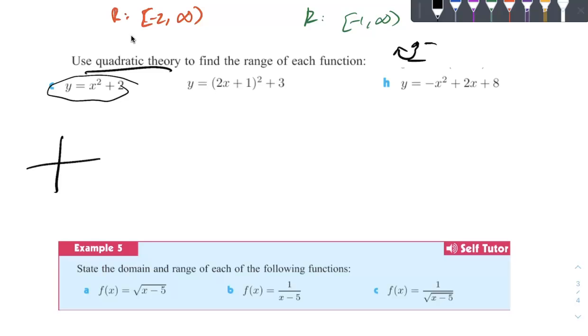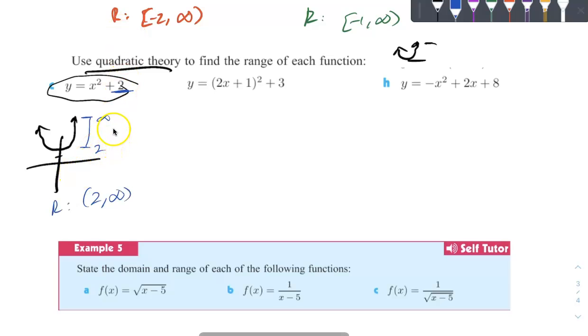X squared plus 2 would kind of look like this. So my range would be from 2, right, all the way to infinity. That's my range. In general, range is so much easier to do with the graph. So shortcut doing range is honestly there's no shortcuts. Just look at the graph, or leave the graph in your head for the most part.